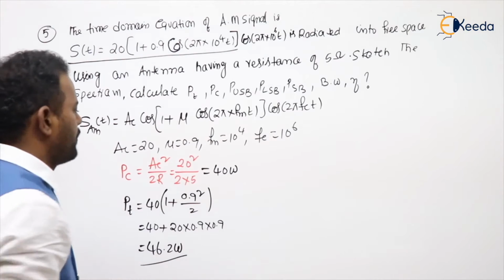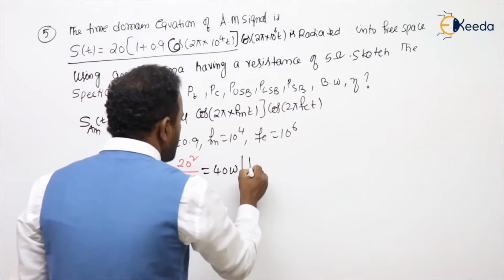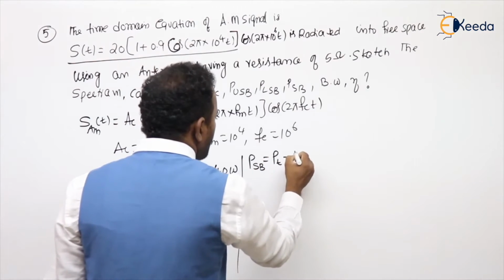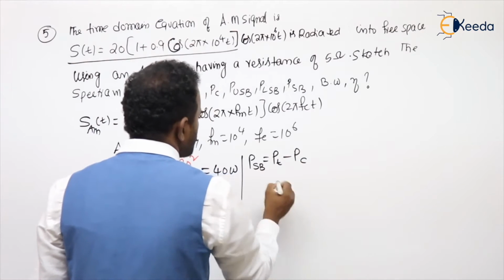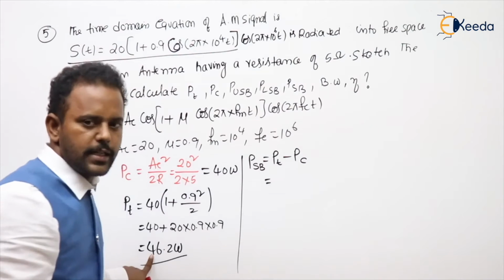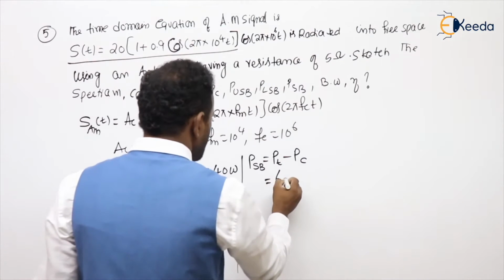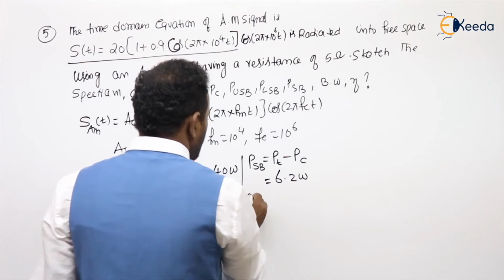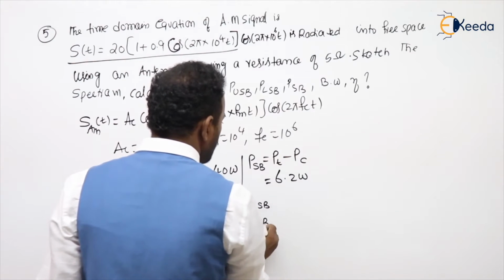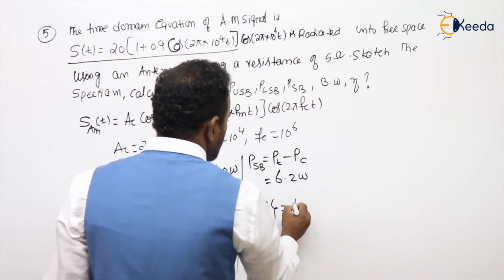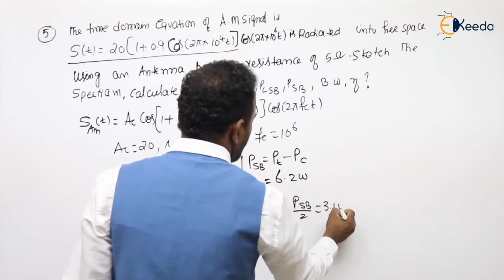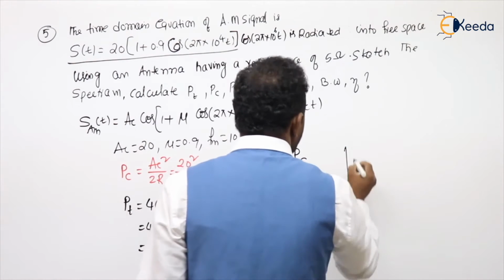This is the total power. So then you calculate the sideband power. Sideband power is nothing but total power minus carrier power. I can say simple. So carrier power 40, total power 46. Then obviously this is 6.2 watt. Then what about each sideband? Maybe upper or lower, both the sidebands will be same. That is PSB by 2. That is 3.1 watt.